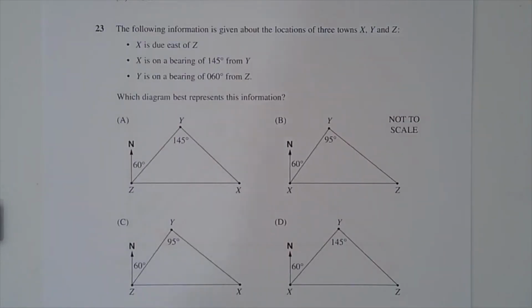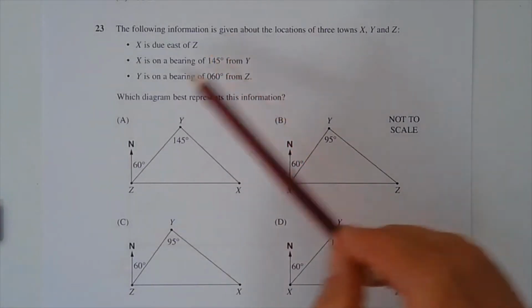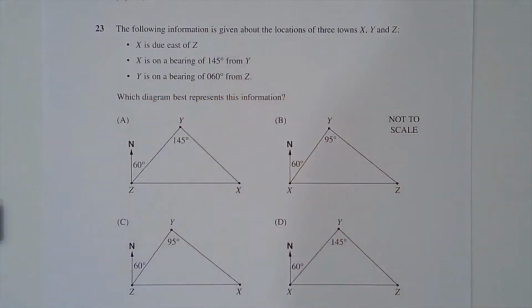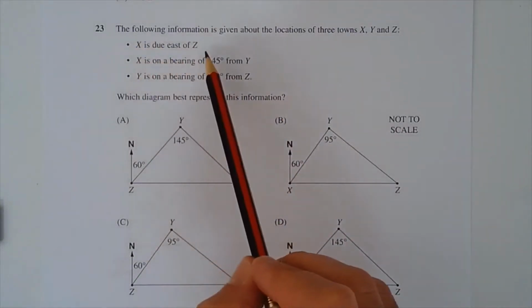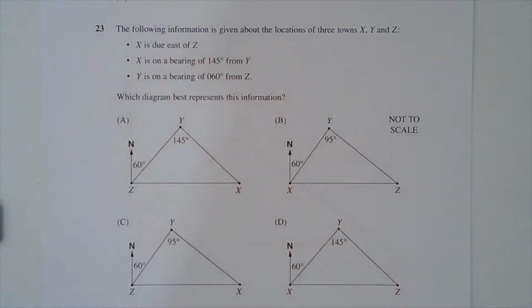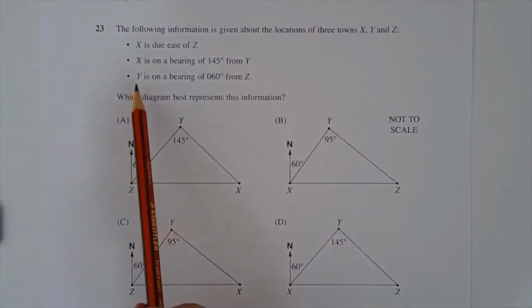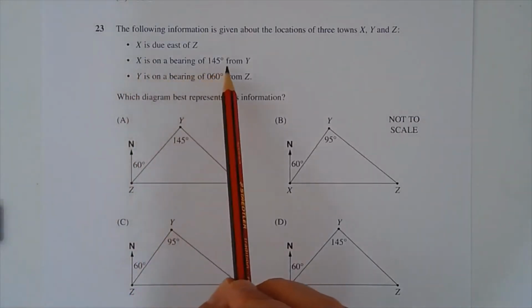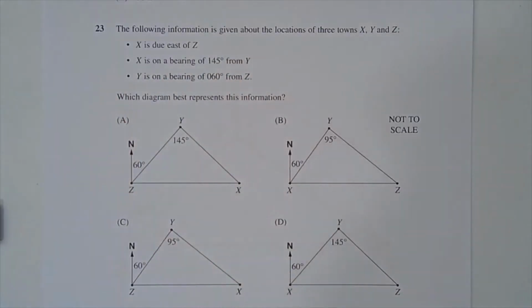Question 23. The following information is given about the locations of three towns, X, Y, and Z. X is due east of Z, X is on a bearing of 145 degrees from Y, and Y is on a bearing of 060 degrees from Z. Which diagram best represents this information? Now the first point, X is due east of Z, implies that X is situated to the right-hand side of Z. So it's either options A or C. Now the third point, Y is on a bearing of 060 degrees from Z, is satisfied in both these options. Now the second point, X is on a bearing of 145 degrees from Y, is the one that is going to require a little bit more time.